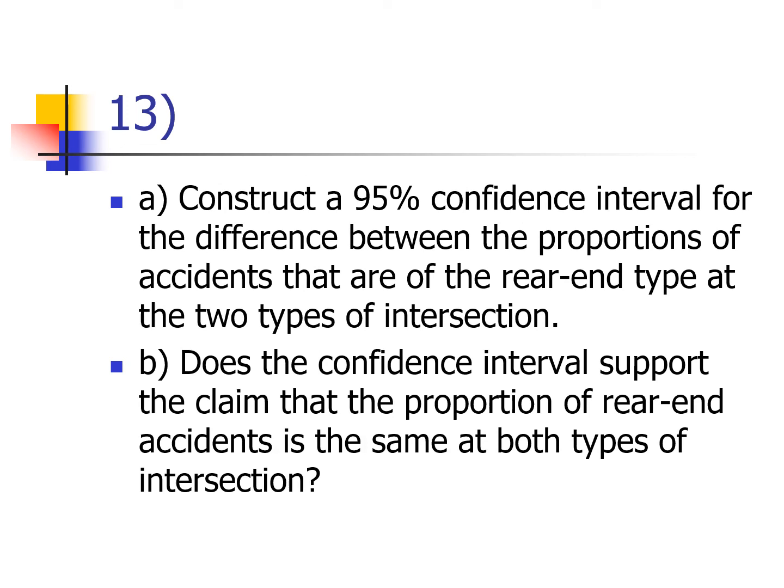So here are the questions that the book gives us. It says construct a 95% confidence interval for the difference in proportion. We'll do that in just a slide or two. And does our confidence interval support the claim that the proportion of rear end accidents is the same at both types of intersections? So those are the questions we have to answer.